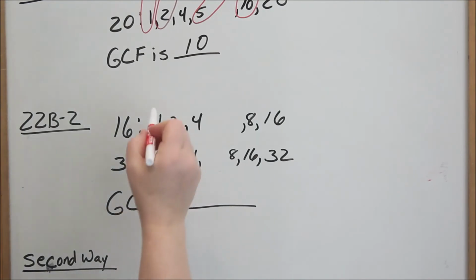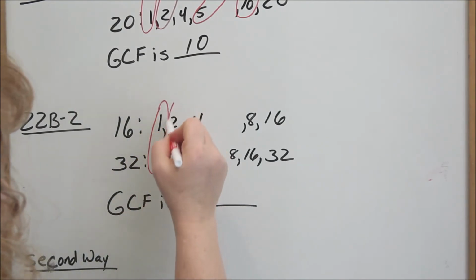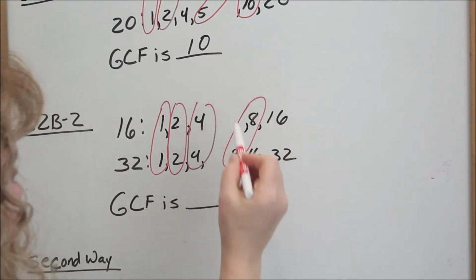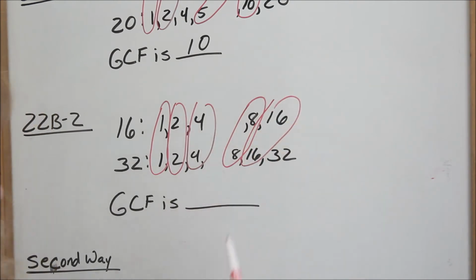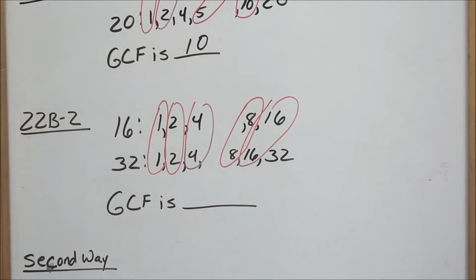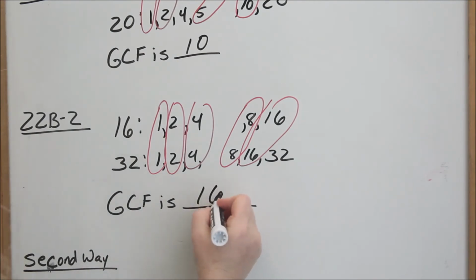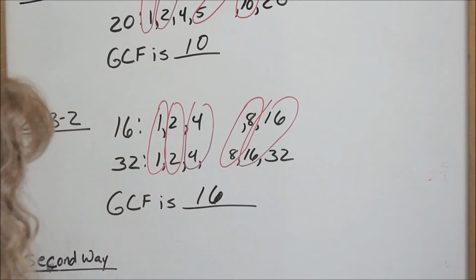So now you circle all the ones they have in common. They have 2 in common, 4 in common, 8 in common, and 16 in common. So the largest number, the greatest common factor, is 16. If I was going to reduce both of those, I could reduce both of them by 16.